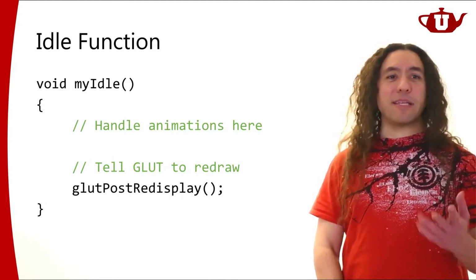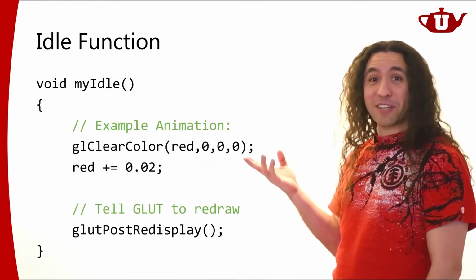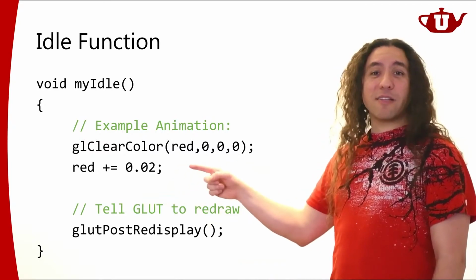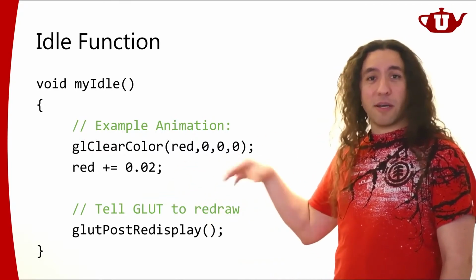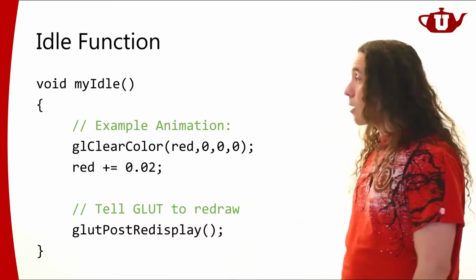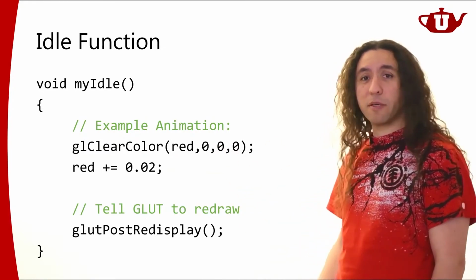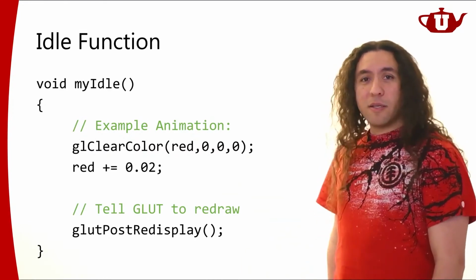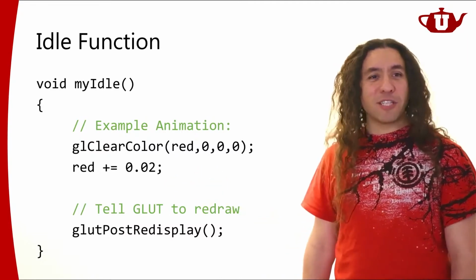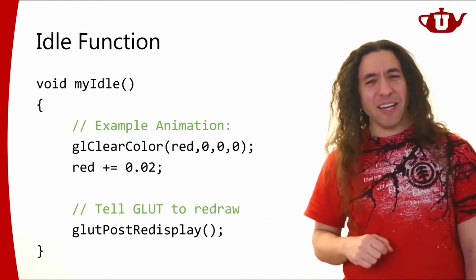Okay, so let me give you an example animation. For example, you can change the clear color. Let's say that I have this variable red that changes the red color value, and I assign it over here. So every time this idle function is called, it's updating it, and it's also changing the clear color, and then telling GLUT to call the display function again. So this will animate the background color, although I'm not setting any speed with which the red color is changing, because every time it's called, I'm incrementing by a certain number. That's probably not a very good idea.